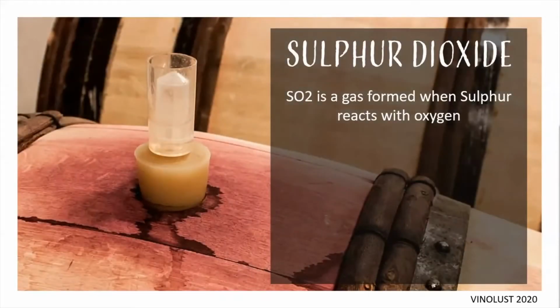So sulfur dioxide is what we're really going to focus on when we talk about wines, because that's what is most commonly used in conjunction with winemaking, and also other processes like vineyard management. So SO2, as I mentioned, sulfur dioxide, is a gas that is formed when the sulfur reacts with oxygen.